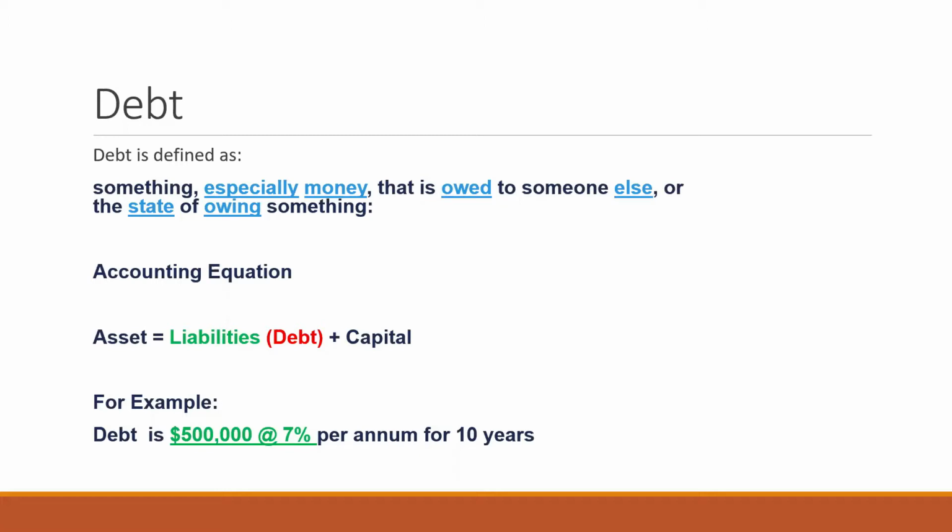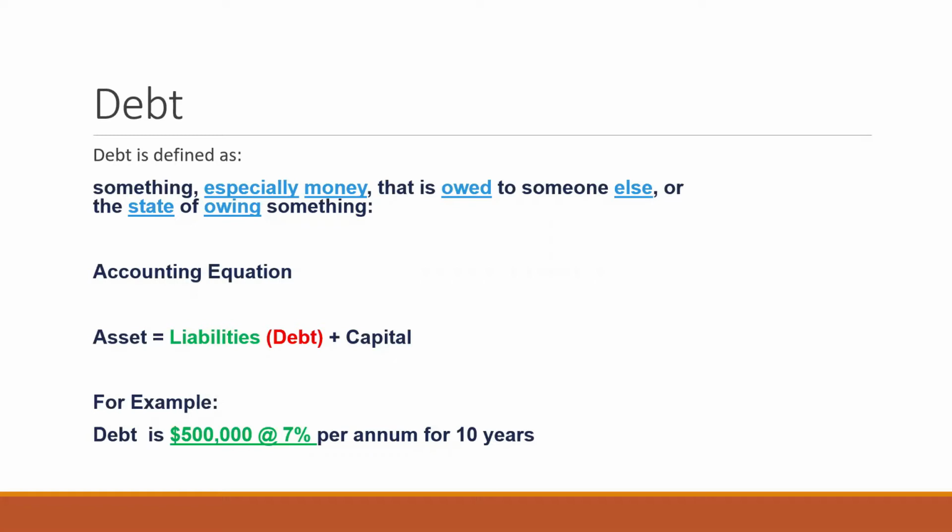Debt is something, especially money, that is owed to someone or a state of owing something. Now, we can look at the concept of debt being you are borrowing from a person, a family member, a friend, or someone you're doing a business transaction with, and you're borrowing money from them. Or we can also look at the concept of you borrowing from a financial institution. So you're borrowing from a financial institution, you're borrowing from a friend. These are the examples of debt incurring.